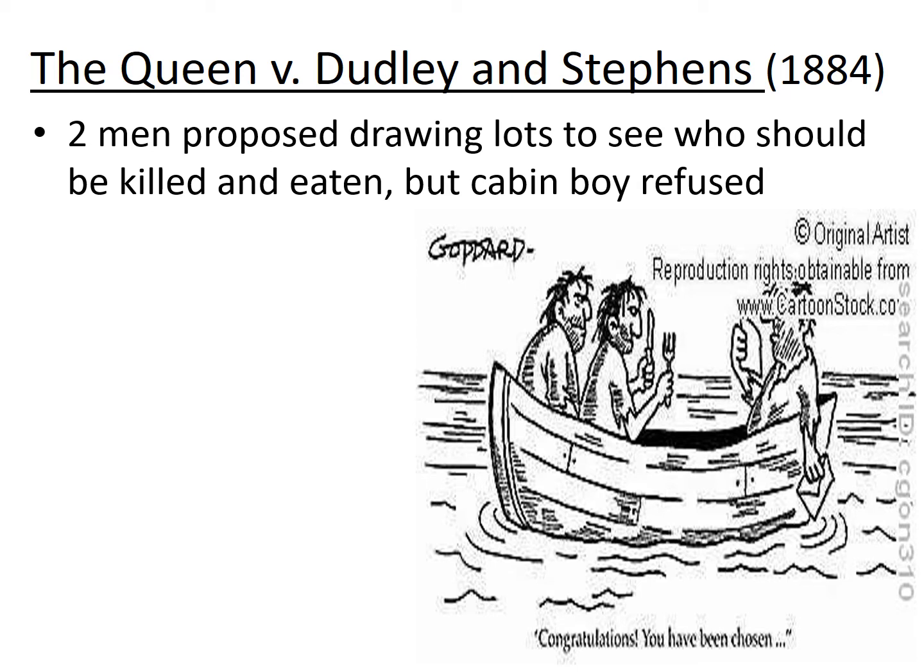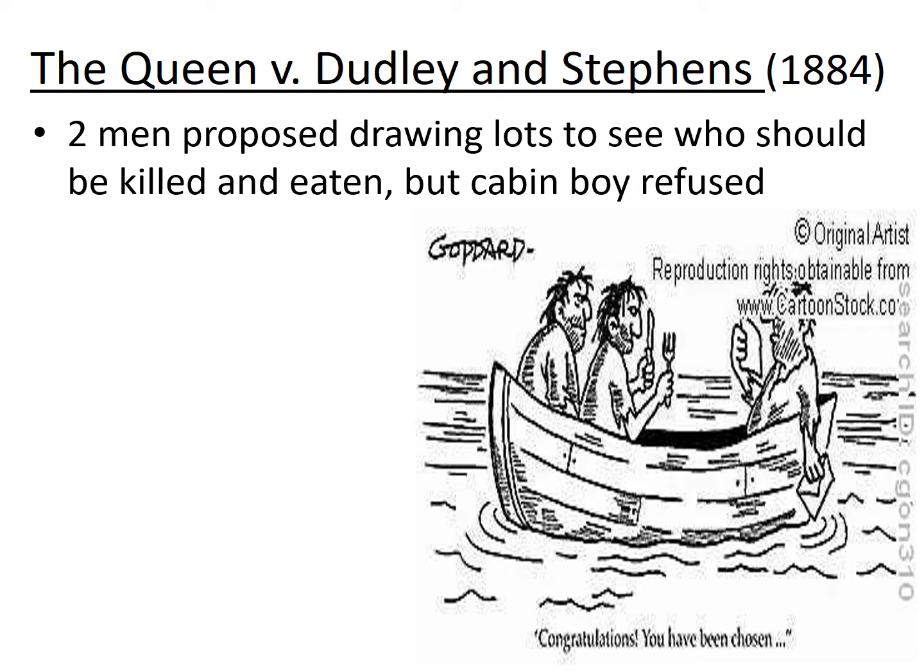oftentimes they'll have papers or sticks of different lengths, and you can't see what length they are. And one person, maybe blindfolded, chooses one stick to determine who's going to die. And they said, let's draw lots, and that way it'll be fair. Whoever loses, he's the one that gets killed, and the other two eat him.